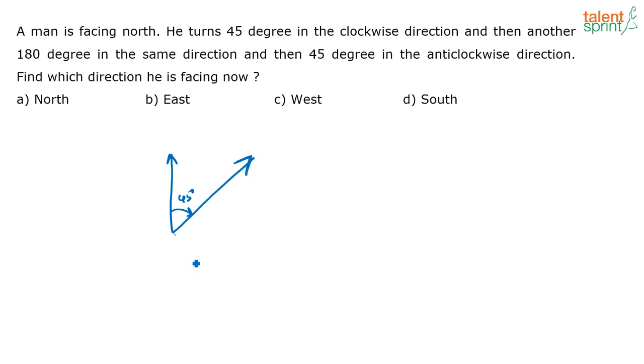180 degrees means this is 90 degrees, correct? Clockwise direction means same direction, same right side. So this is 90 degrees followed by another 90 degrees, which will be a straight line like this. So this is 180 degrees. This is the direction that he is facing now. So this was his first point, second point. Now he is facing here, which is his third point.